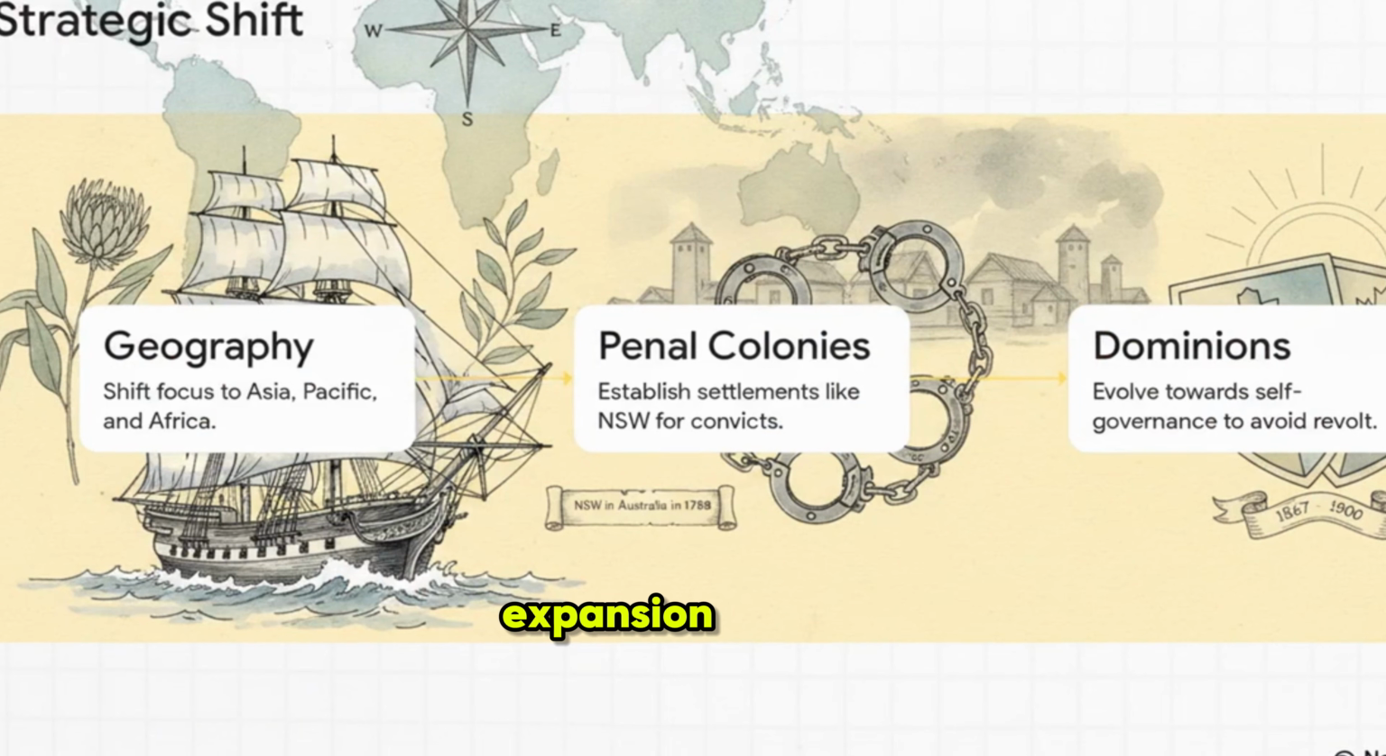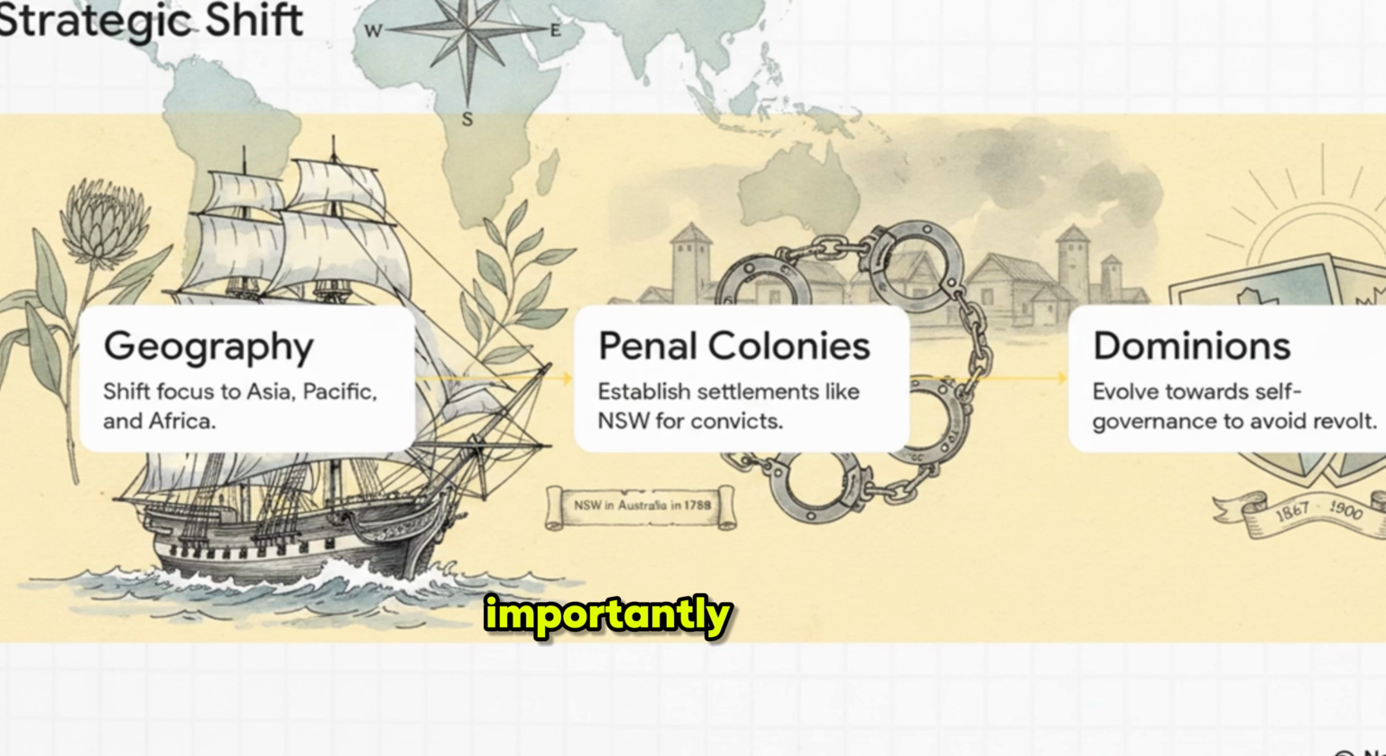With westward expansion completely cut off, explorers like Captain James Cook shifted the empire's gaze entirely toward Asia, the Pacific, and Africa. Back home, losing their American dumping grounds for convicts sparked an urgent prison crisis. The Crown's creative solution? Establish brand new penal colonies like New South Wales in 1788.